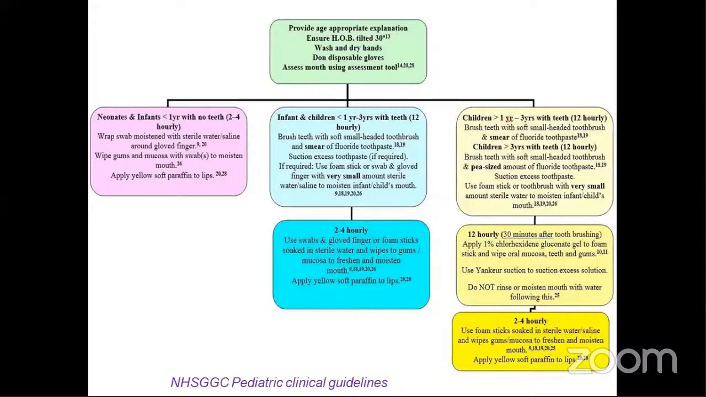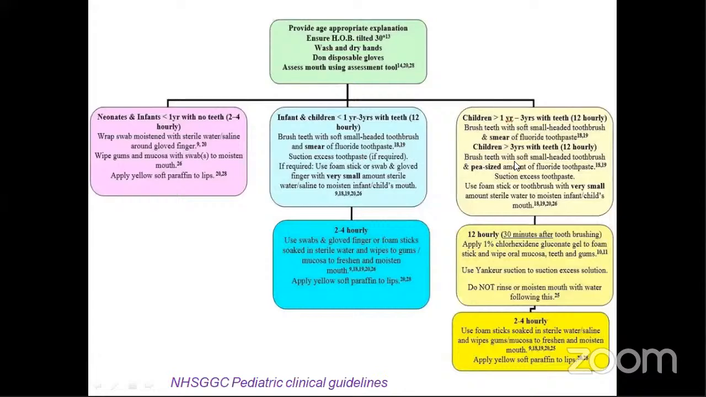In infants and children between 1 to 3 years with teeth, this procedure of keeping the oral mucosa moist every 2 to 4 hourly has to be followed. Along with that, every 12 hourly, brushing of the teeth with a soft, small-headed toothbrush and a smear of fluoride toothpaste has to be done.